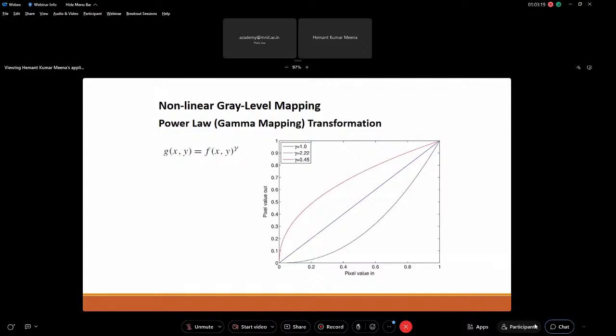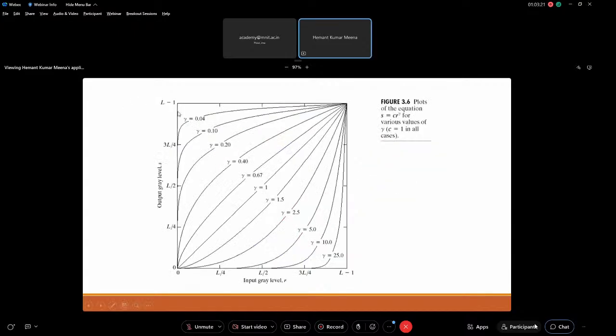As we have already seen in the last one, the values with gamma less than 1 are on the upper side, and those with gamma greater than 1 are on the lower side. So we are seeing different levels of mapping. Because they are non-linear, they are in a parabolic shape, that's why we call it non-linear gray level mapping.